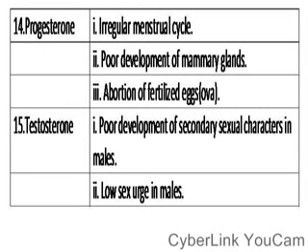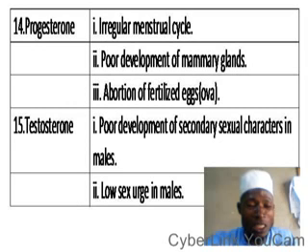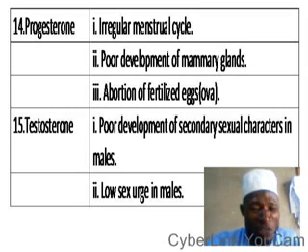Then another hormone to look at its undersecretion effect is testosterone. One of the effects of the undersecretion of testosterone is that it leads to the poor development of secondary sexual characters in what? In males, because this hormone is the male sex hormone. Another effect of undersecretion of testosterone is that it leads to the low sex urge in males. That's that about the effect of undersecretion of hormones.